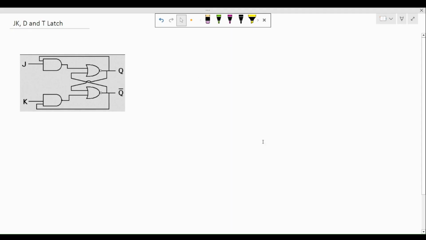In this video, I'll be telling you about three different latches. The first one is JK, the second is D, and the third is T. Here, JK stands for Jack Kilby. They are the ones who came up with this configuration so as to overcome the drawback of the SR latch.